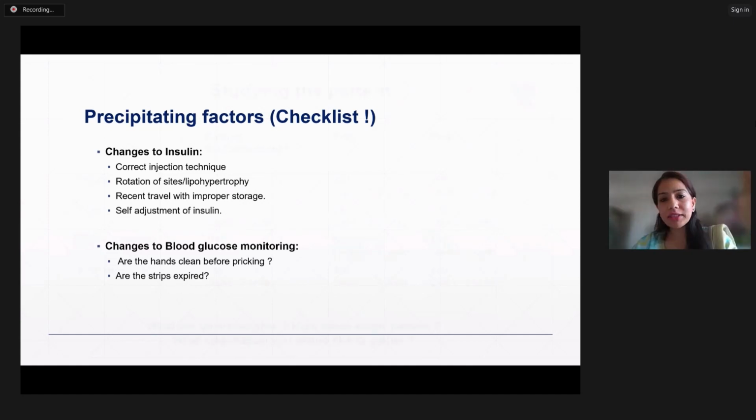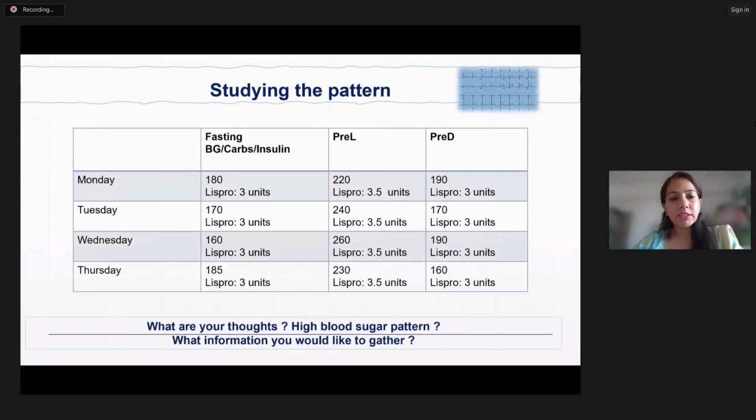So let's look at this example. This is a child who has type 1 diabetes again, and their fasting, pre-lunch and pre-dinner blood glucoses are these. So overall, they're having a high fasting blood glucose. The pre-lunch is above 200s and pre-dinner is overall okay, but some 190s are also there. So I would give you a few seconds to think about what more information you would need with this.